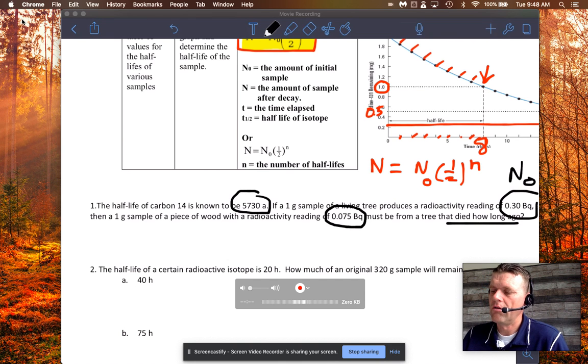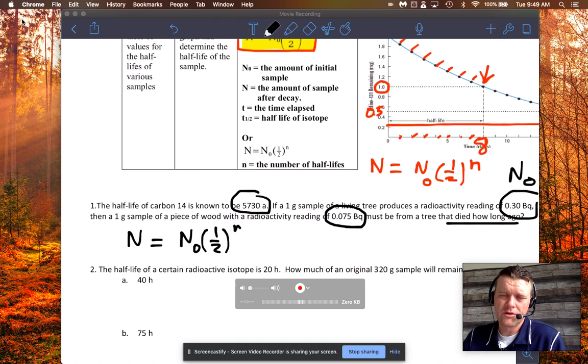Okay, so to use the formula, and some of you can maybe see it without the formula, but anyway, to use the formula, N is the amount remaining after decay. We have N0 times 1/2 to the n, where I'm going to use that one first, okay?